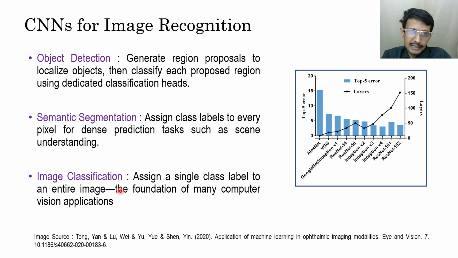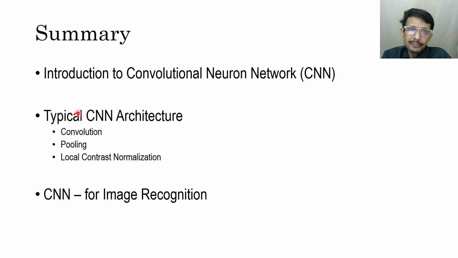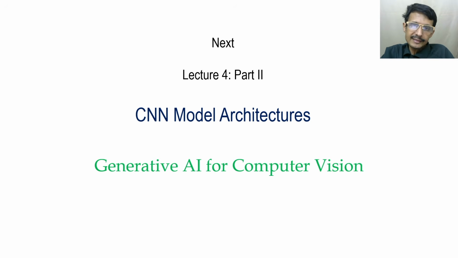Okay, so these are the general things for which CNN is used. To summarize, in this chapter we introduced the CNN, then we discussed convolution in detail and tried to understand it as image recognition. In the next lecture, we are going to discuss different CNN model architectures which are very popular, such as VGGNet, AlexNet, ResNet, GoogleNet, etc. Thank you very much.